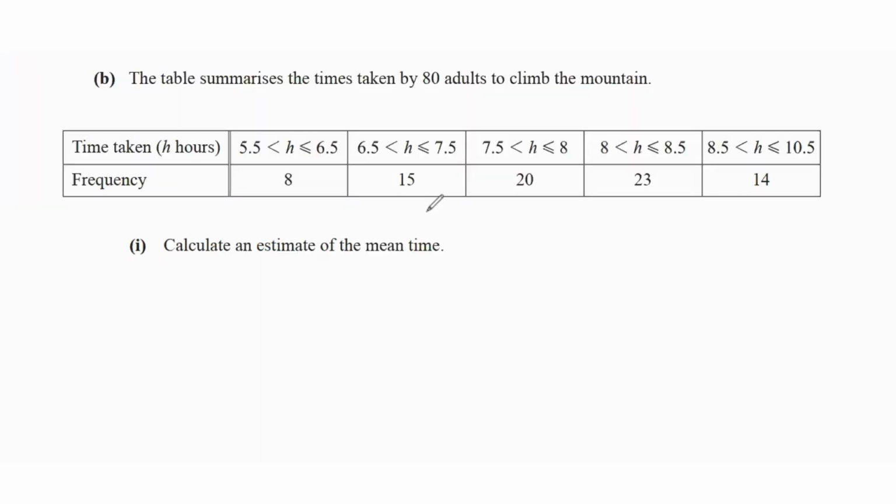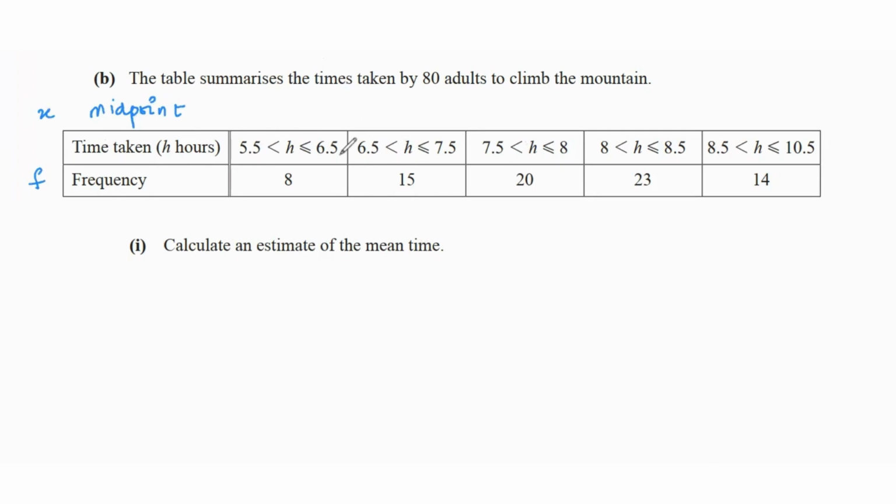Part B says the table summarizes times taken by 80 adults to climb the mountain. Calculate an estimate of the mean time. So whenever we have intervals in our data set, like grouped data, and they want us to find the mean, we have to find the midpoint for each of the intervals. Those midpoint values are going to be our x values. This is going to be f, this is going to be x.